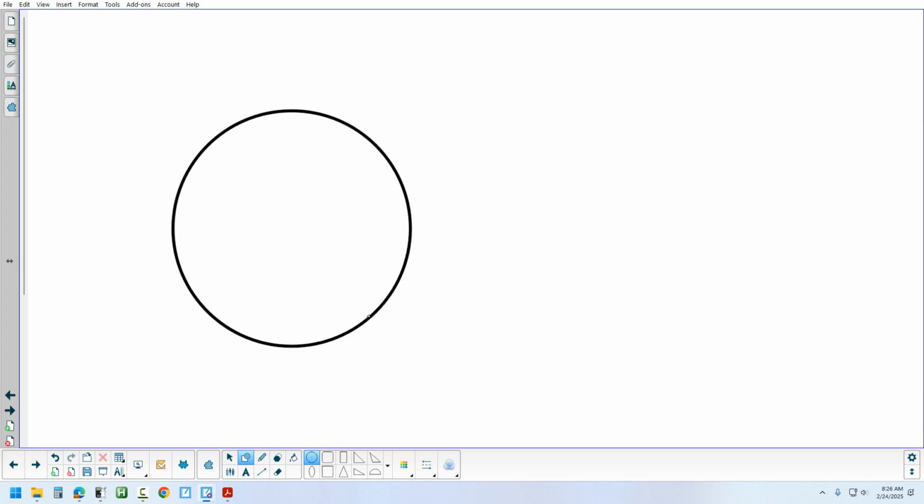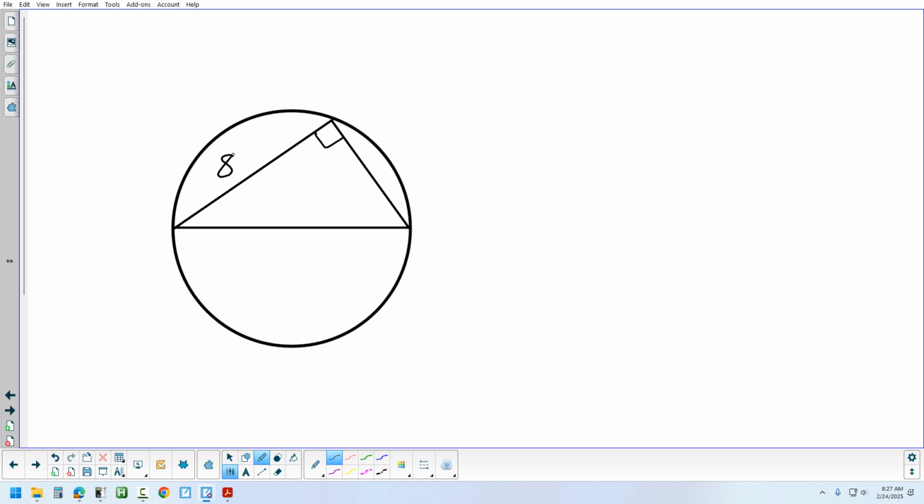So question 2, they give you a circle. You might be thinking, well, what's a circle have to do with the triangle? Well, you draw a line right in the middle of the circle, and then they draw something like that. This is supposed to be a 90. This is an 8. And that side's a 6. And what they ask you to find in this picture is the circumference of the circle.